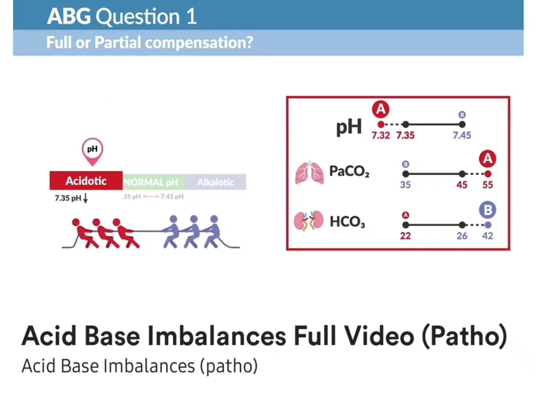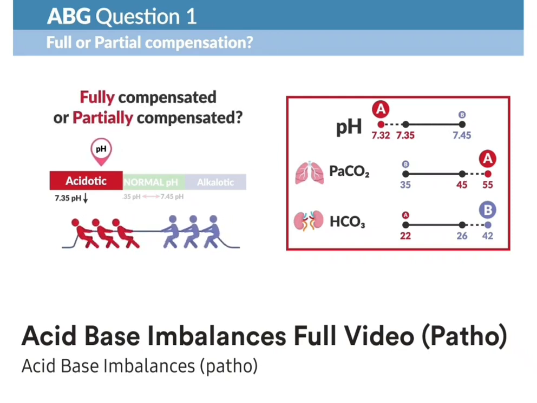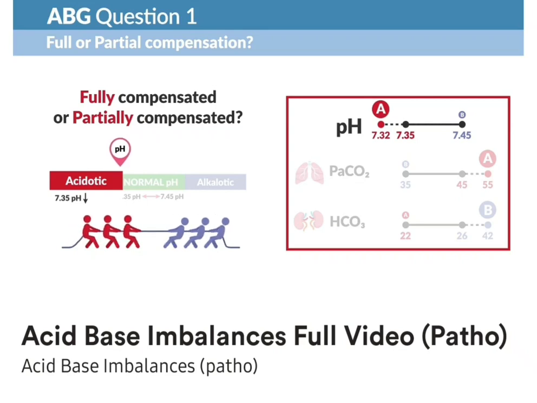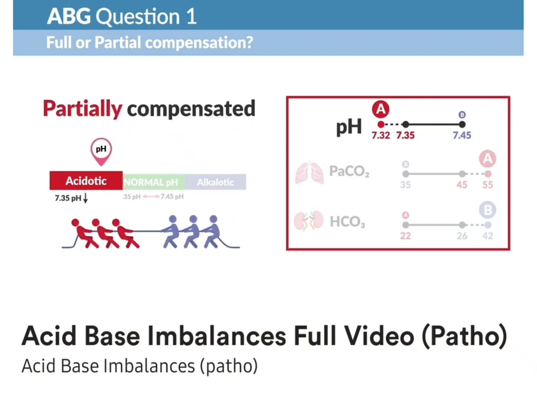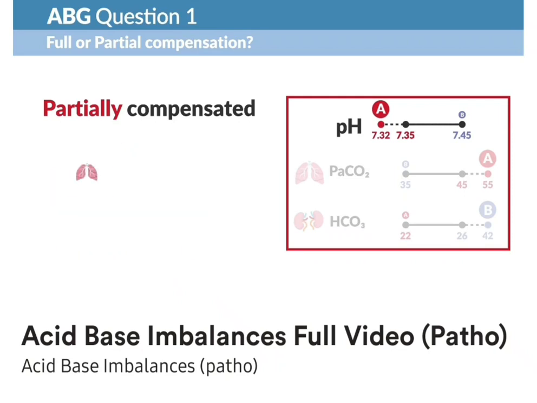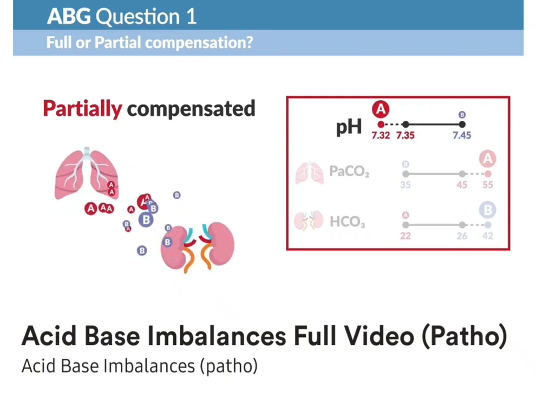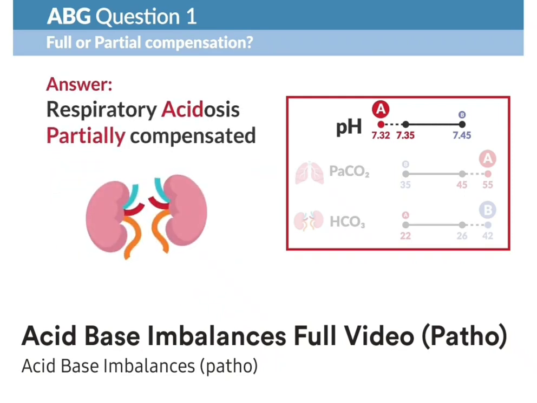But here's the key point. Is it partial or full compensation? Well, look at the pH here. Is it normal? Well, no, so it's not fully compensated. So it's just partially compensated, since the pH has not fully recovered, and the body is still trying to balance itself out. So the correct answer here is respiratory acidosis that is partially compensated.